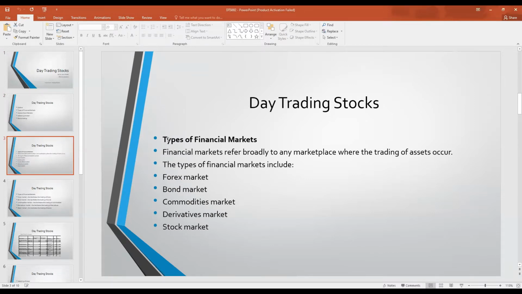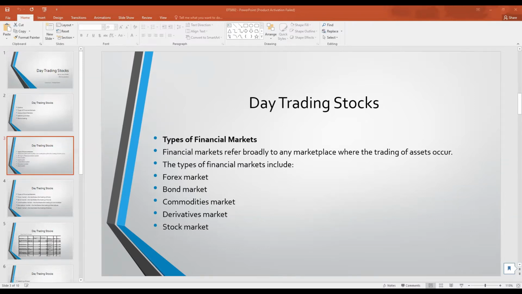The first topic for today's lecture is types of financial markets. Financial markets refer broadly to any marketplace where the trading of assets occurs. These financial markets facilitate the buying and selling of these assets. There are many kinds of assets. Some of these assets are foreign exchange, also called currency pairs, also called quotations, bonds, commodities, derivatives, and stocks.